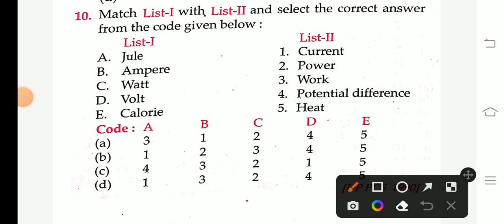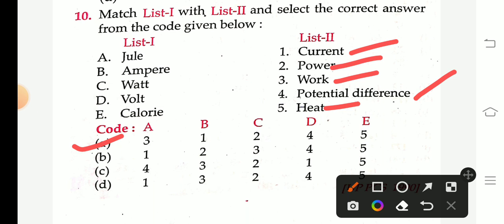Match list 1 with list 2. Select the correct answer from the code given below. Joule, work; ampere, current; watt, power; volt, potential difference; Curie, heat. Right answer will be option A.